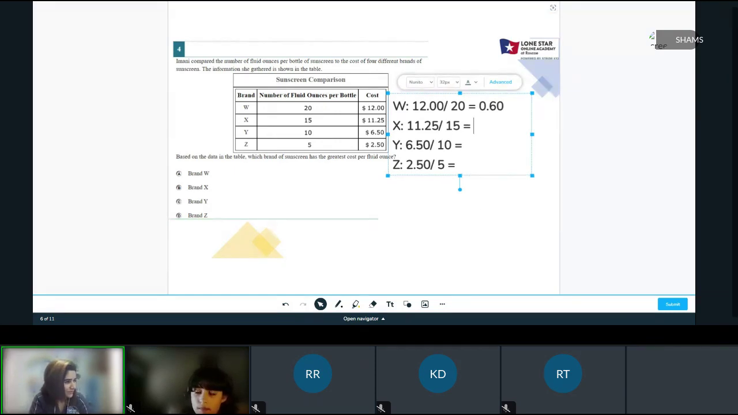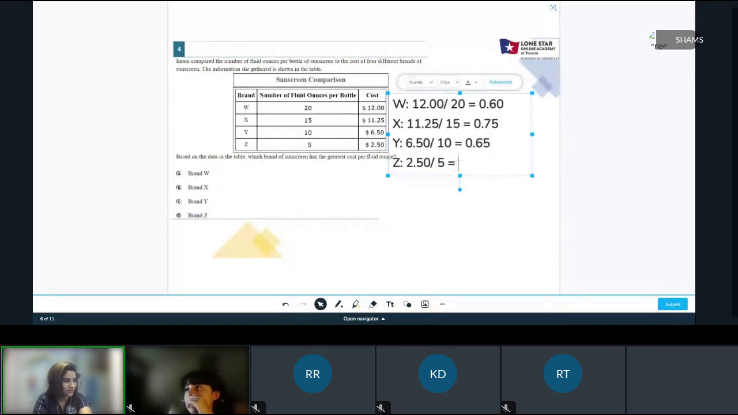What about brand X? 11.25 divided by 15. 75 cents. Brand Y was easy because if you divide it by 10, you just move 1 decimal place to the left, 65 cents. Right? Brand Y was easy. And then brand Z, if you can think about it in your head, you'll also find that easy because 250 over 5 is just like a half, 0.50. Yeah, very good, Jason.